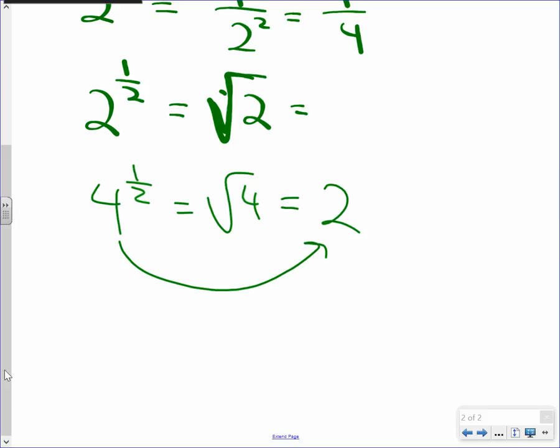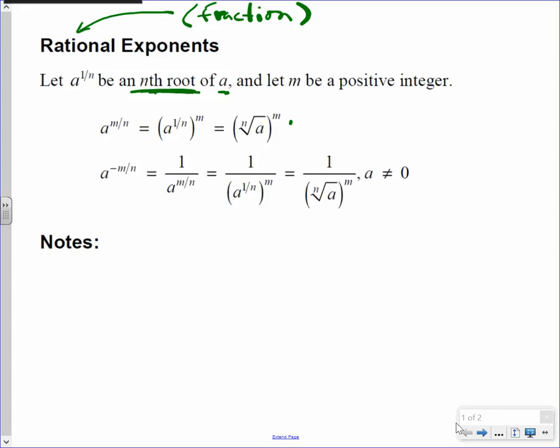So when we talk about the square root or the third root or the fourth root, the fifth root, it can get as big as you want. We just name it the nth root. So that denominator is going to be the index to a number a.